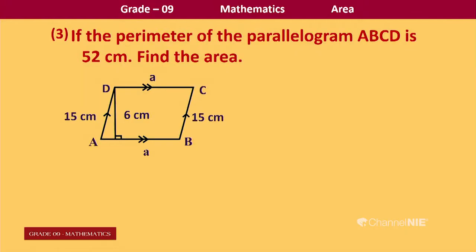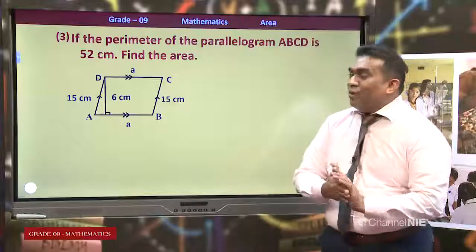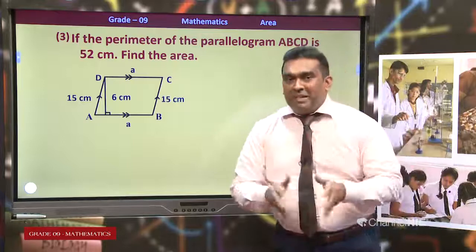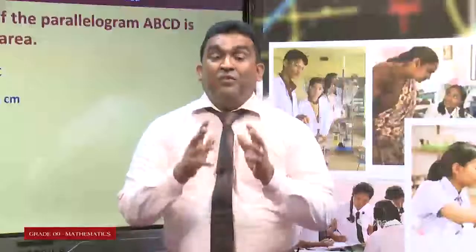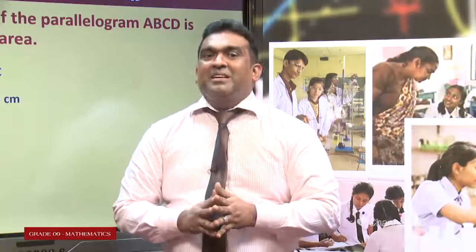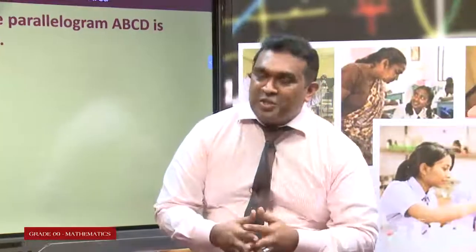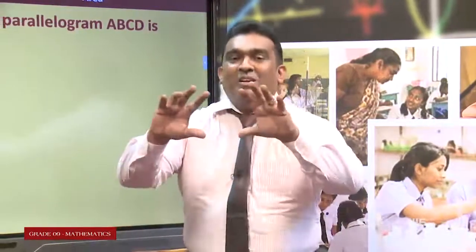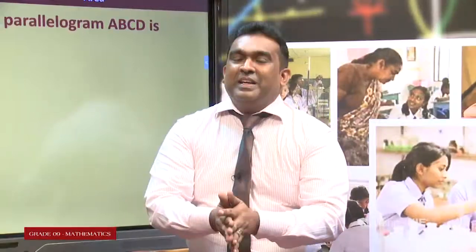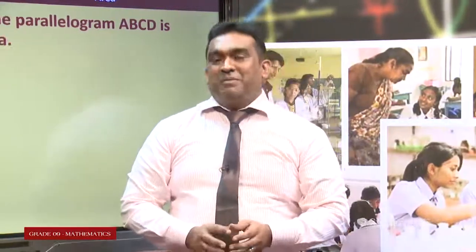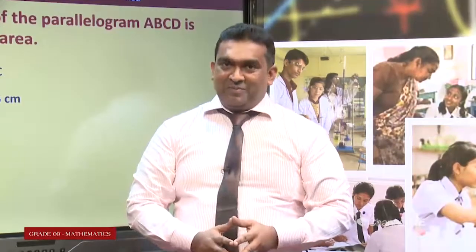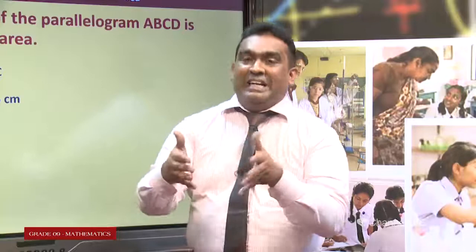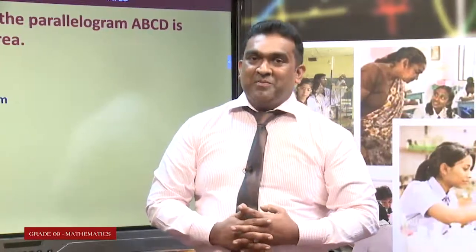Now, different question. We are going to talk about perimeter. What is the perimeter? Perimeter is a length. Therefore, if you want to measure the perimeter, you have to use the units of measuring length. Total length surrounding a plane figure is called the perimeter. We don't consider interior lengths as the perimeter, right?